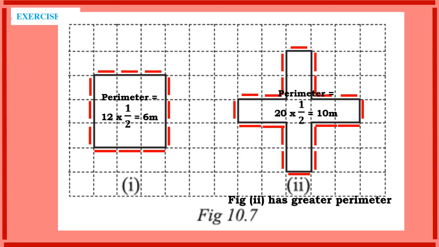has greater perimeter. Now, can you make any other arrangement where you can get a perimeter which is greater than 10 meter, or less than 6, or in between 6 and 10? Please try, children. Arrange them in different orders and share your answers with your teacher.